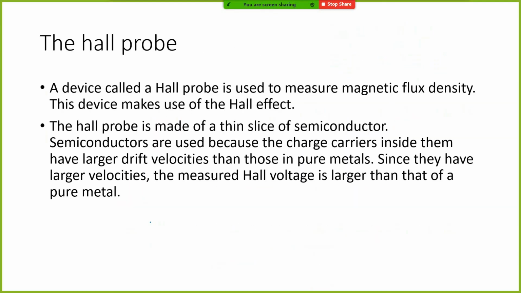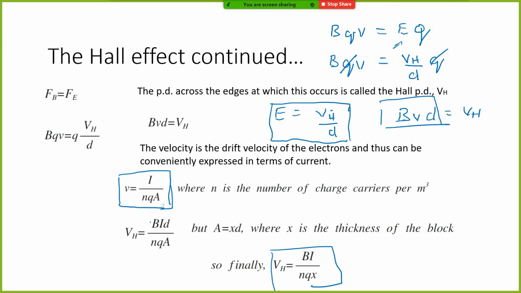So the other information you can just read up on to see what a Hall's probe is. A Hall's probe is just the device that is used to measure the Hall's voltage, or as a matter of fact, we can use it to measure the magnetic flux density. So that is just where we're going to stop it right here for this particular lesson.